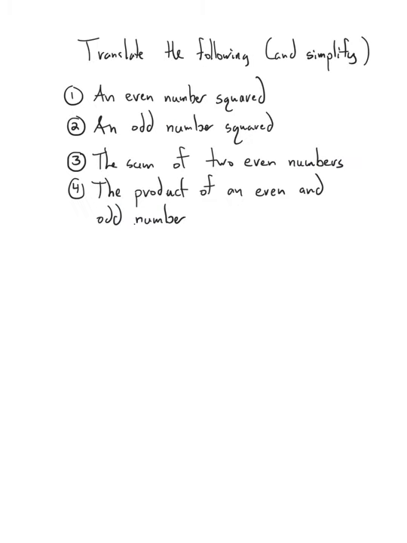So here we have 4 expressions involving even and odd numbers. Let's see if we can translate these into algebra, and we'll simplify them a little bit just to see some nice properties that are going on here, and we'll deal with this more and more as the course goes on. So the first one is an even number squared. Okay, so let's do that.